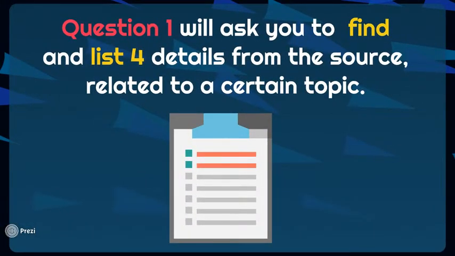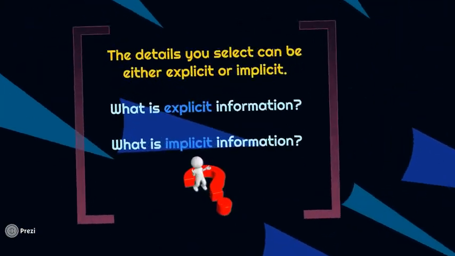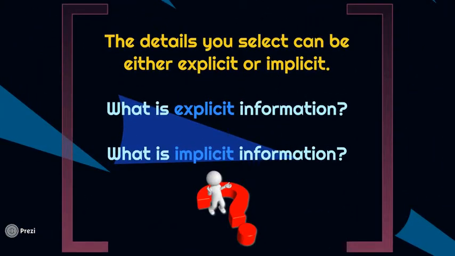So in the question, the examiners will have selected a certain topic for you. When it comes to question 1, based on that topic, they are going to ask you to find and list details from a certain section of the source. The details that you select from the source can either be explicit or implicit.